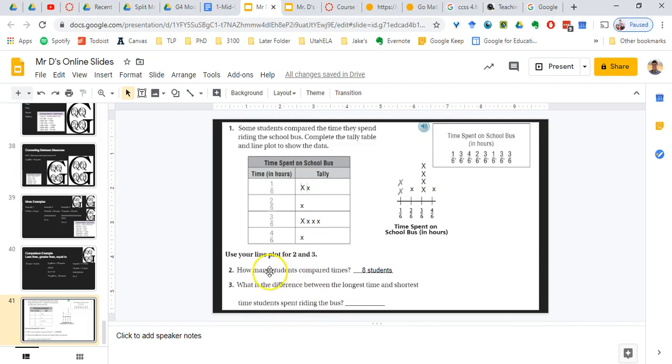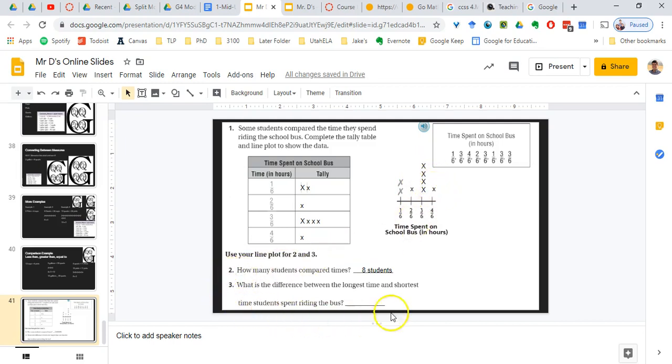Now, number 3, this is a trickier one, so I want you to listen very carefully. This one says, what is the difference between the longest time and the shortest time students spent riding the bus? Now, line plots are great because they give us lots of different kinds of data. They tell us the different times that people spent riding the bus. They tell us the number of people that ride the bus. And it also tells us the distance that each one rode. So 2 people had 1/6, 1 had 2/6, 4 had 3/6, and 1 had 4/6.